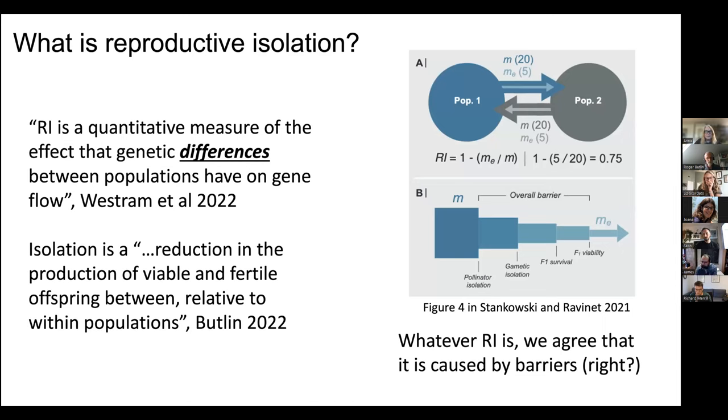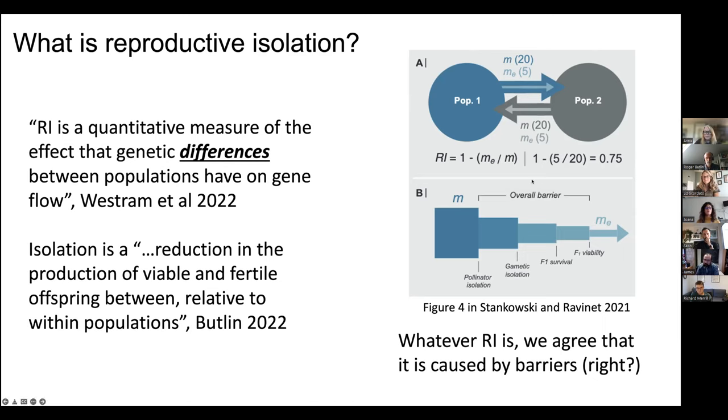I start with: whatever reproductive isolation is, we have to agree that it's caused by barriers, I hope. We have a couple of intuitive figures here from Sean Stankowski and Mark Ravenet's excellent review on the continuum of speciation, where we think about this funnel analogy of reproductive isolation and the way that genes might flow from population to population, where gene flow can only be impeded by one barrier if it gets past the previous one. And a very intuitive way to think about this is taking your effective migration rate, how many migrants actually contribute to population one from population two, and dividing by the total amount of migration that occurred, which would give you an idea of how much isolation there is.